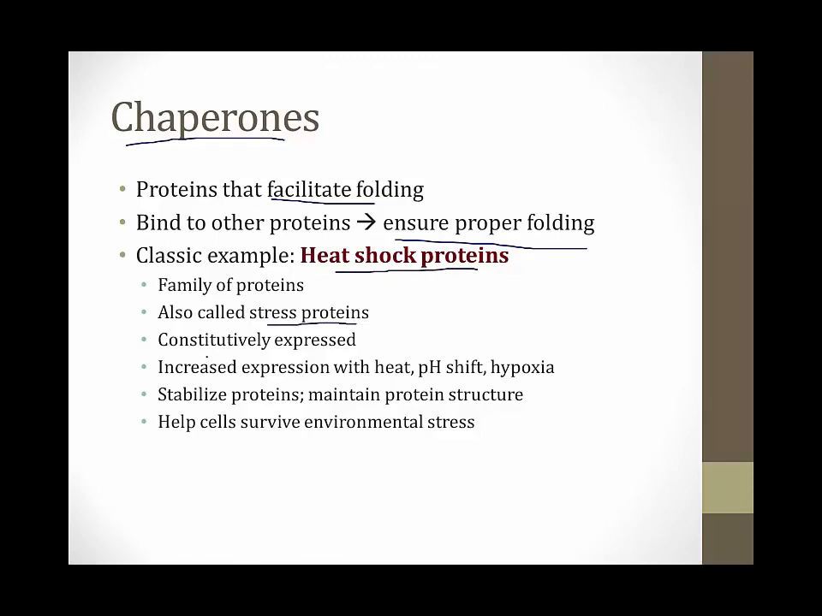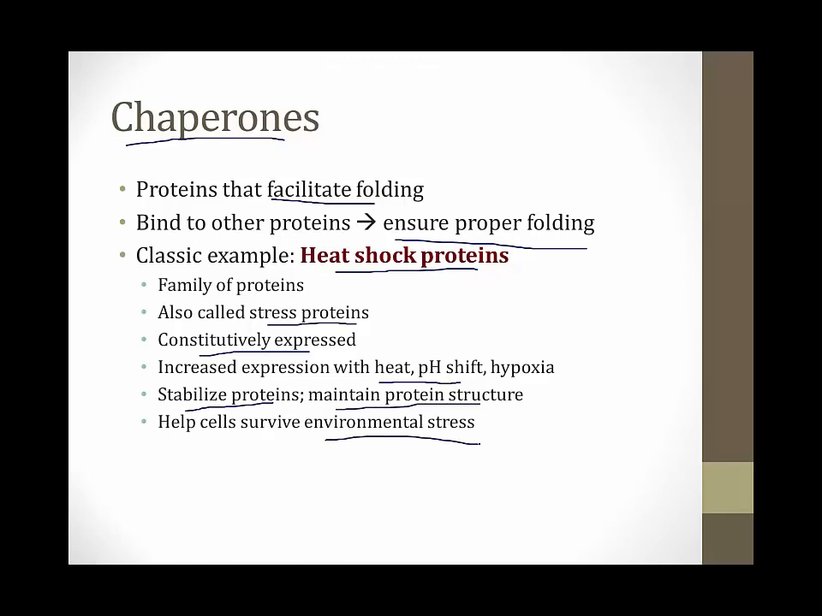They are constitutively expressed. In other words, they're always present in cells, but their levels are increased in the presence of heat, a pH shift, or hypoxia. That's why they're called stress proteins or heat shock proteins. And they stabilize other proteins and maintain the structure of other proteins. This helps cells to survive in environmental stress.